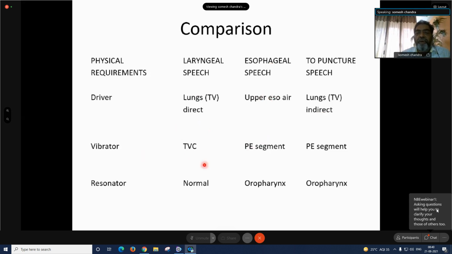A vibrator is a true vocal cord here, and a PE segment in the others. Now, the PE segment is not just the upper esophageal sphincter, but it extends to involve the inferior constrictor and part of the middle constrictor as well. So this is a broad area which overlies definitely the entire C4 vertebra and maybe a little part of the C3 and upper part of C5 as well. The resonator here is normal, so a good speech, and here it's the remnant pharynx. So the speech quality is definitely poorer compared to a normal speech.